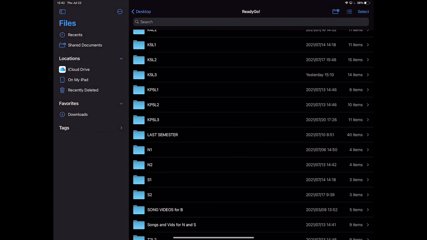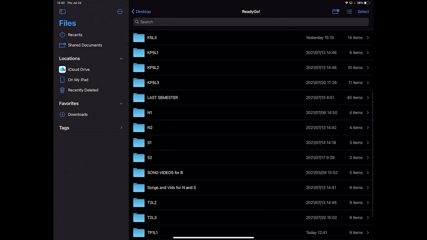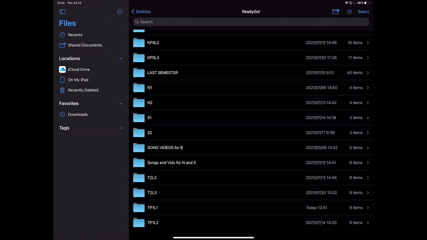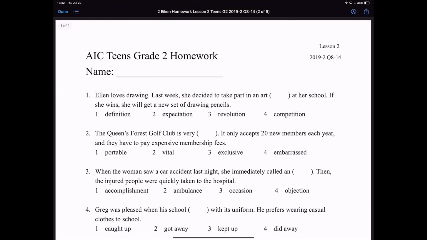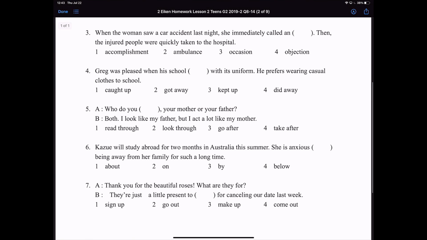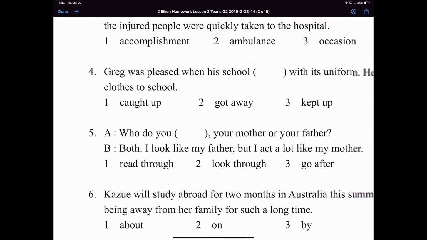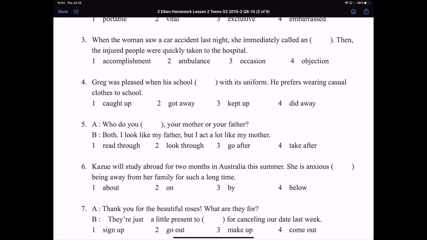So anyway, I'm going to jump over to Eiken grade 2 exercises. Jump over here. Yeah, again, this is a good one. Look at number 4. This is for grade 2. Greg was pleased when his school nantoka his uniform with its uniform. He prefers wearing casual clothes. You can think of this as did away. You can think of this as collocation work, but this is very idiomatic.